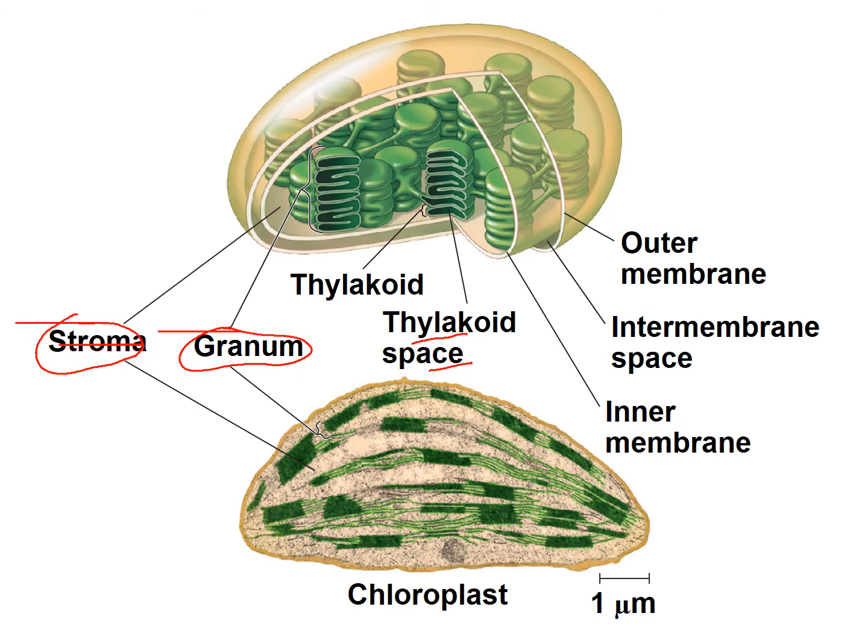So the chloroplasts themselves have an outer membrane and an inner membrane, and therefore an intermembrane space between the two. But the intermembrane space is not used the same as it is in the mitochondrion. In the chloroplast, the pumping of protons happens between the thylakoid space and the stroma.